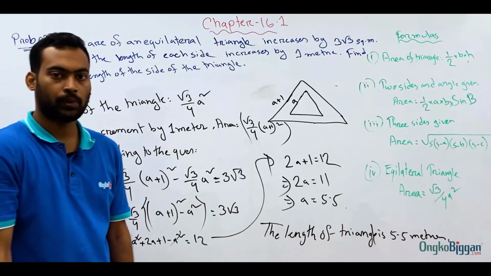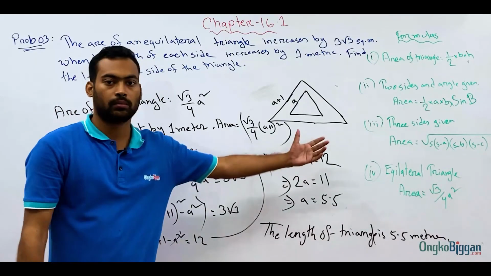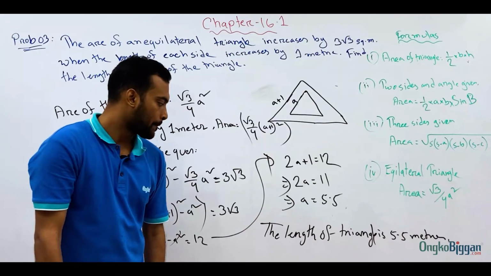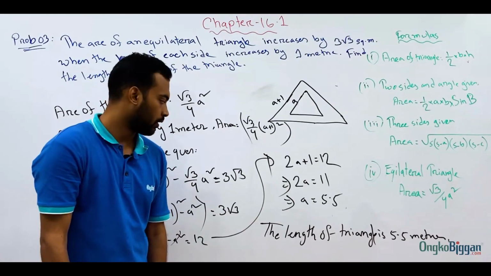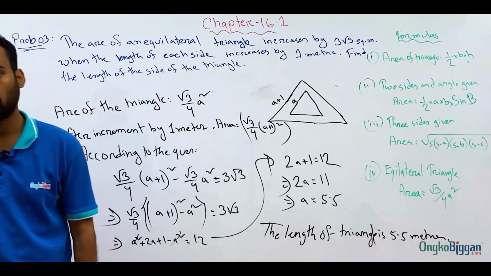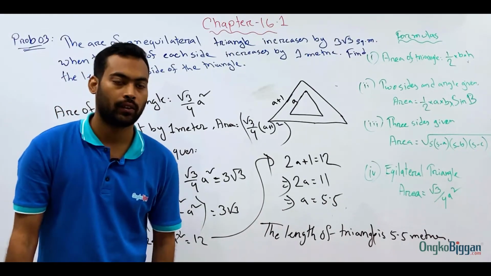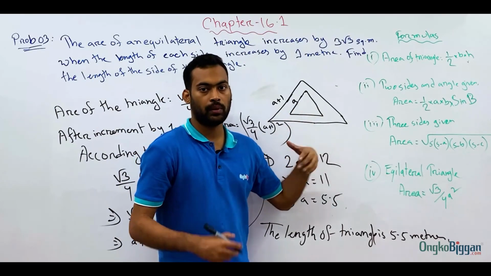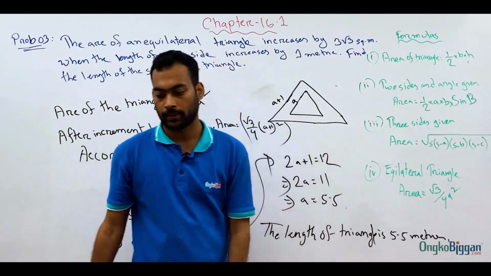In this problem, it's important that we visualize the problem. Okay, so it gives you an upper hand. Otherwise, this is a very easy problem. According to the question, you have to solve this and figure out the value of A, which is the side of the triangle. Which triangle? This triangle. The triangle before increment. Okay, that's it.